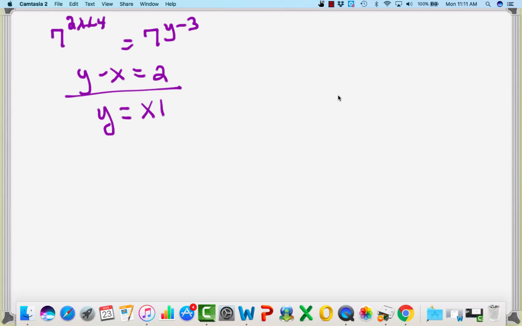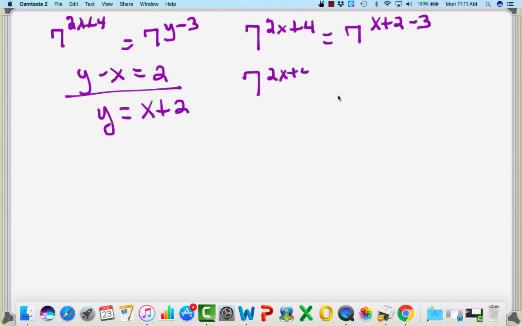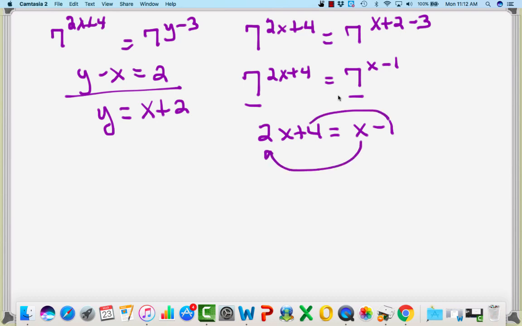So then we're going to come over here and keep 7 to the 2x plus 4 equals 7 to the, and now I'm going to put in for y, x plus 2, x plus 2 minus 3. So 7 to the 2x plus 4 equals 7 to the x minus 1. And now I can just set my exponents equal to each other, since these both have a base of 7. So 2x plus 4 is going to equal x minus 1. So if I subtract an x and then subtract the 4, I'm going to get x equals negative 5.